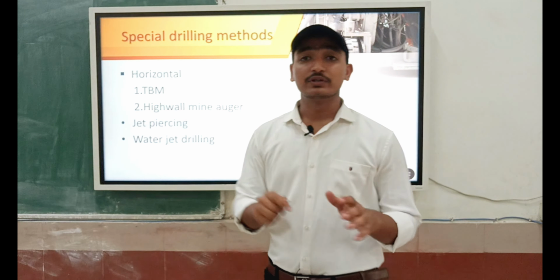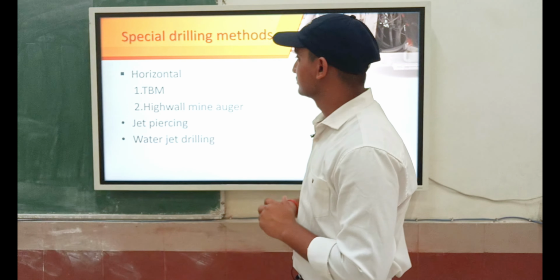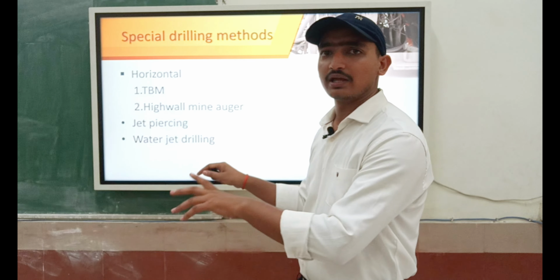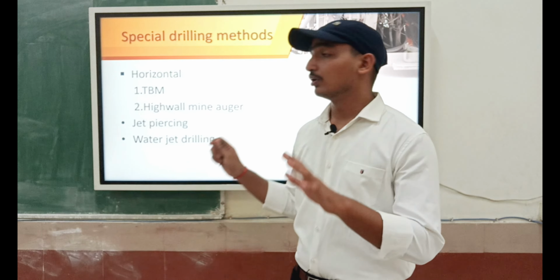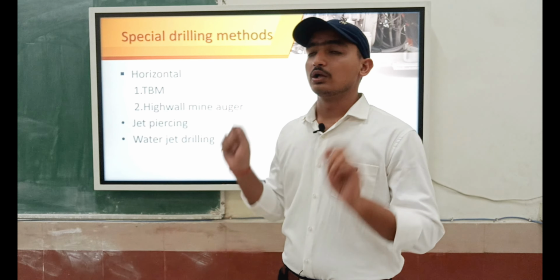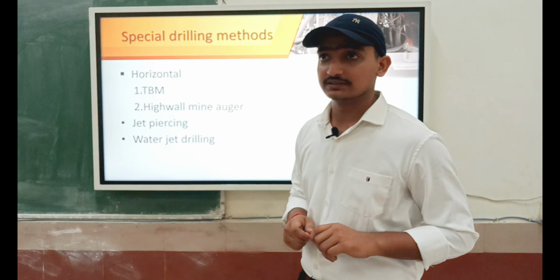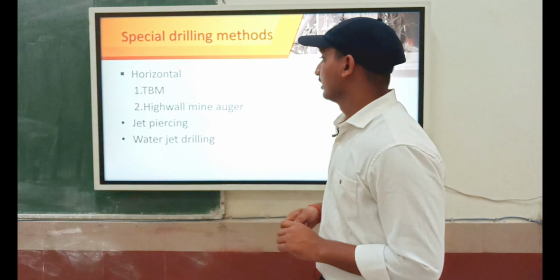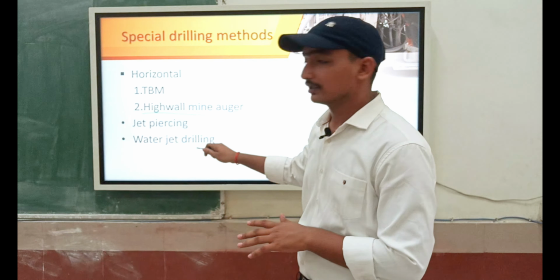For horizontal drilling, we have two methods. The tunnel boring machine is very widely used, and we have a lot of projects going on in India. You must all have heard of the Atal Tunnel. It is the world's longest highway tunnel at a height of more than 10,000 feet. Then we have the highwall mine auger for horizontal drilling.